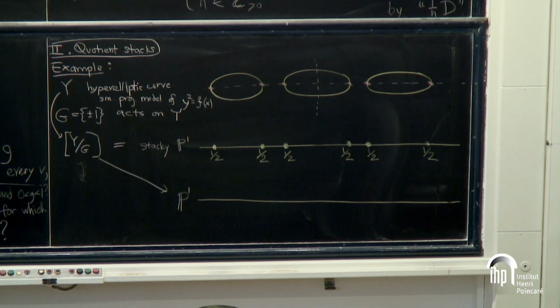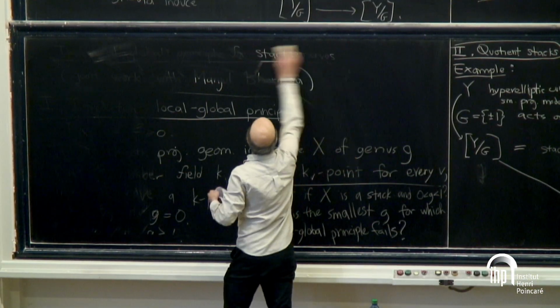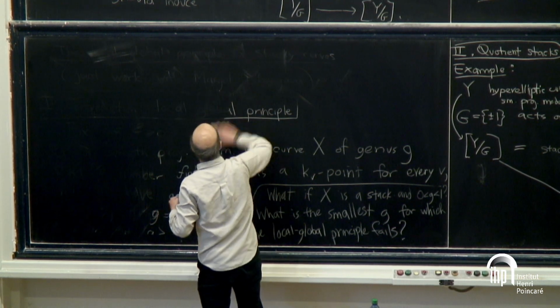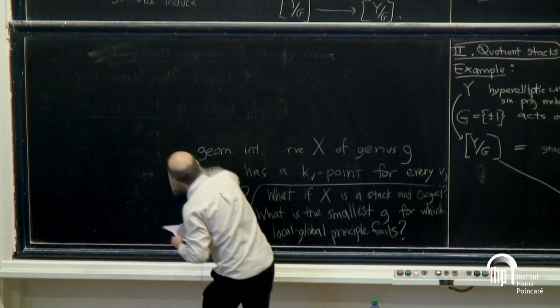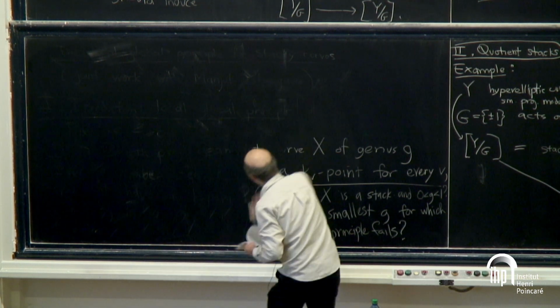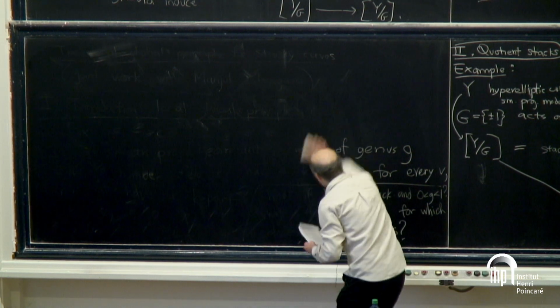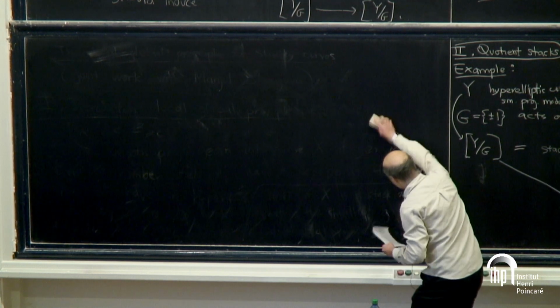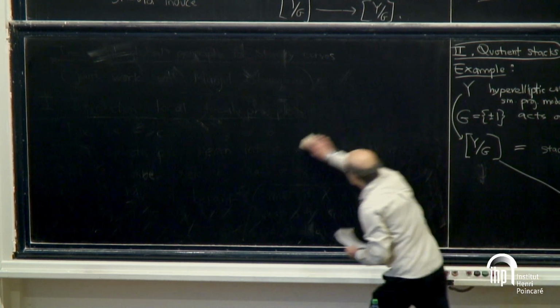Actually, the example sort of gives you a clue on what you're supposed to do. So imagine I was trying to reverse this picture, but I started with the P1. How would I make something that had those half points? Well, you would take that degree 2 ramified cover and then quotient by the mu2. So that's what we're going to do.